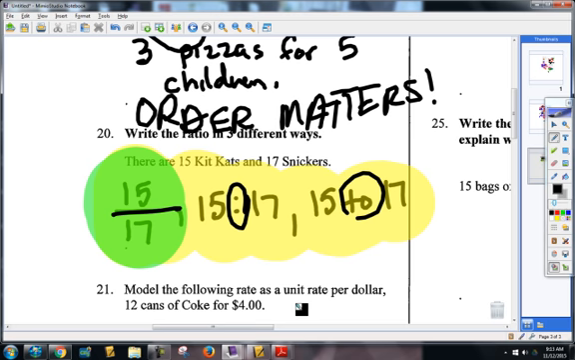Yes? If you left labels on it, that's fine. If you put Kit Kats and Snickers, that's perfectly fine, just as long as you had the fraction bar, the colon, and the word to.